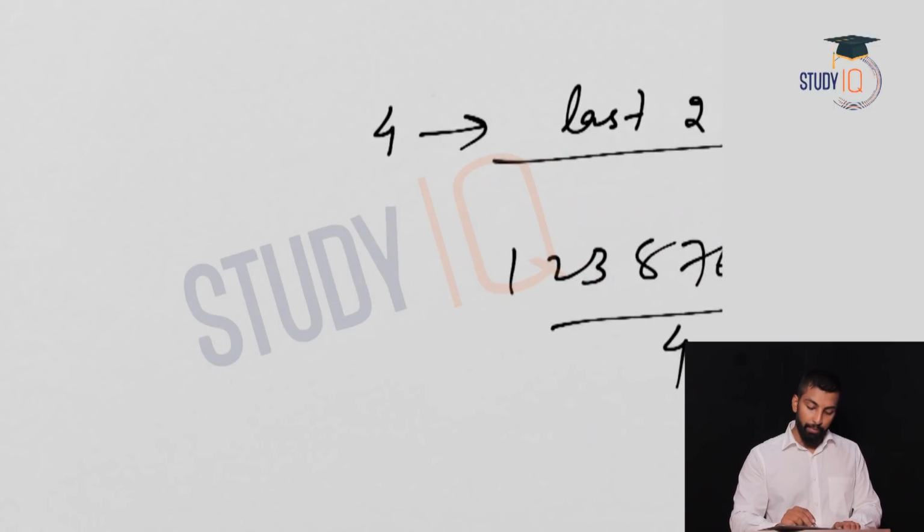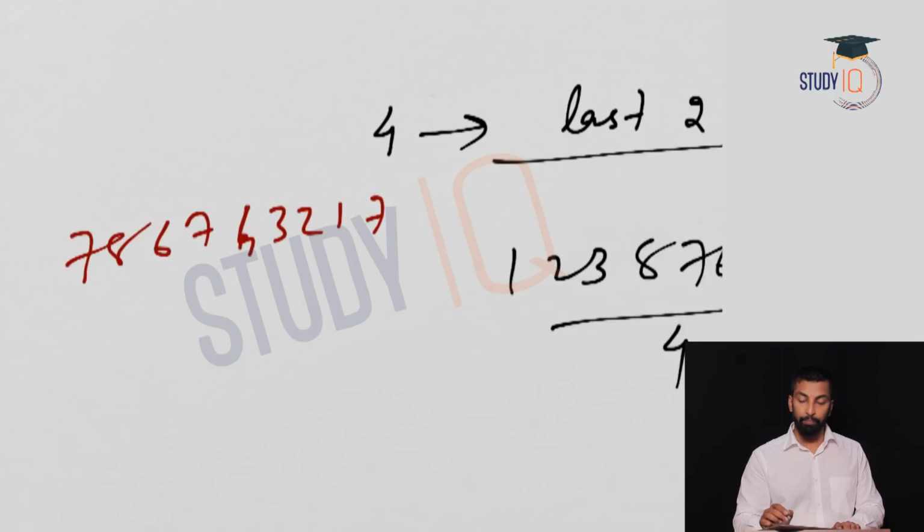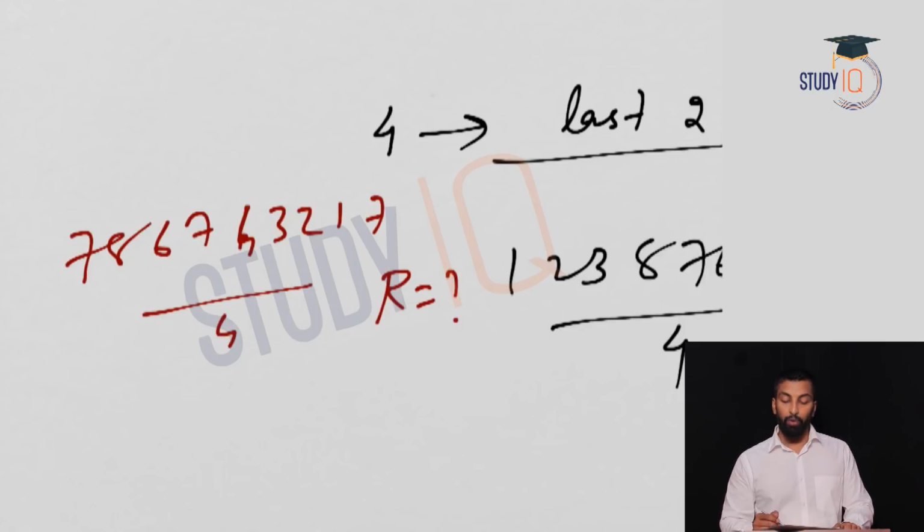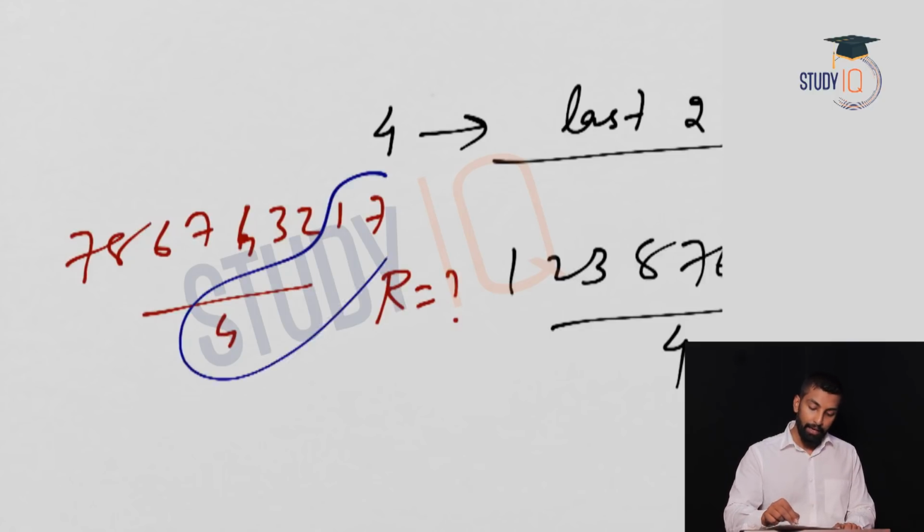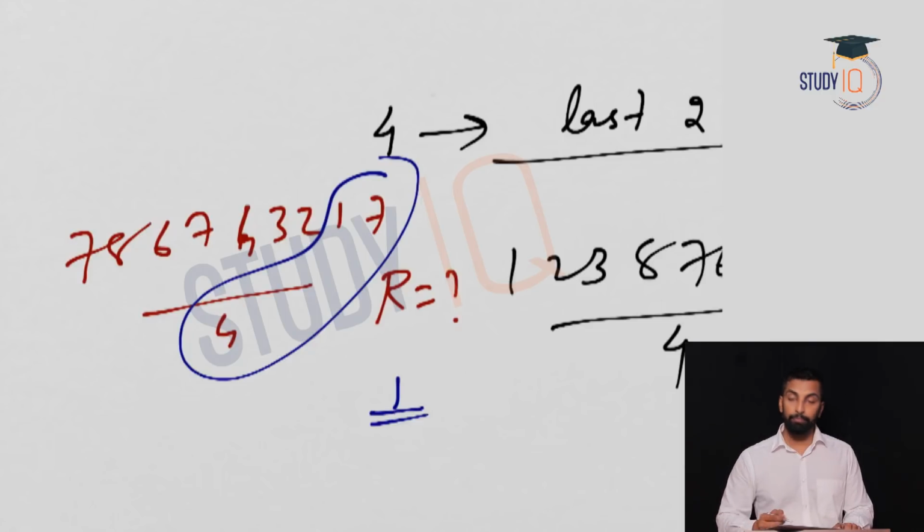But if I give you one more number, 7, 8, 6, 7, 4, 4, 3, 2, 1, 7 divided by 4, what is the remainder? What I'll do, I'll just take the last 2 digits and divide by 4. 1 is the remainder. Now divisibility of 5, all of you know, right?